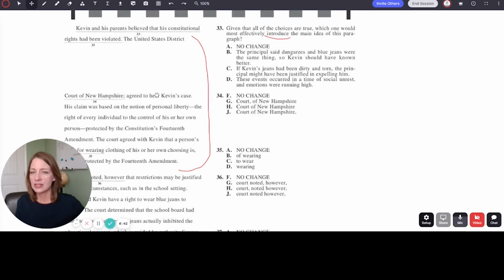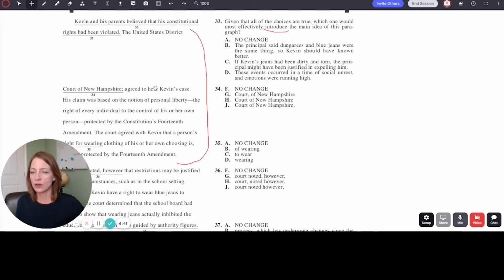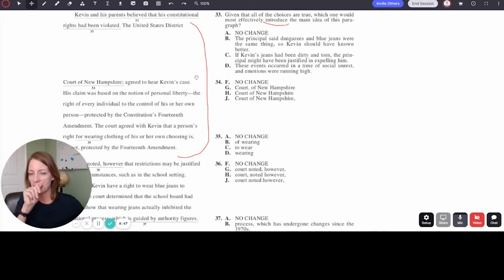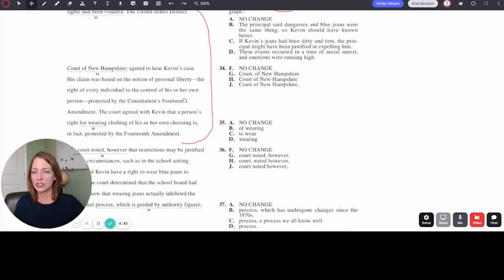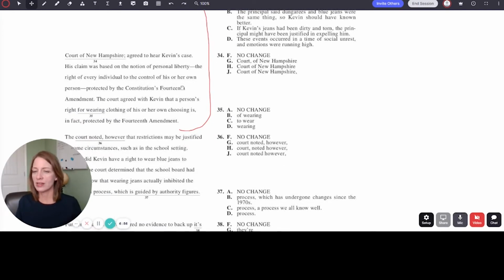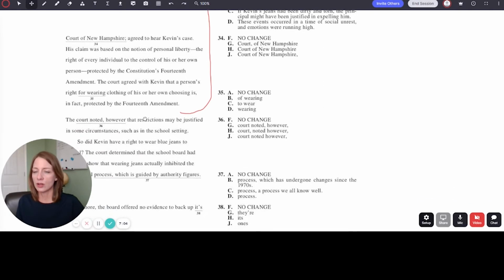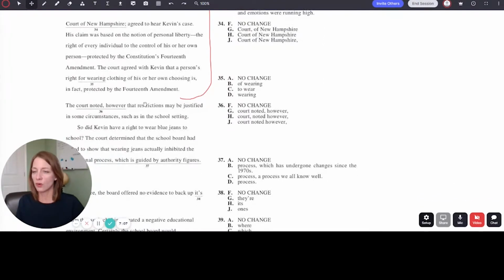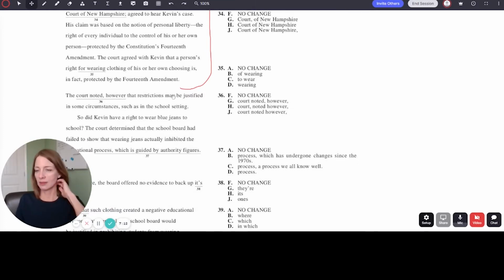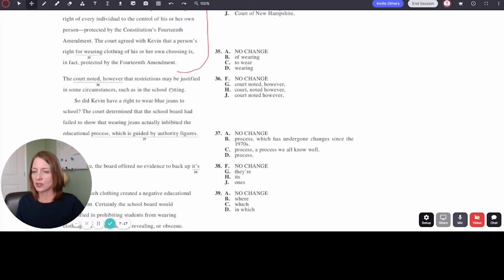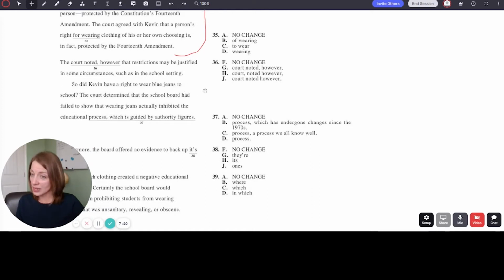Okay. The United States District Court of New Hampshire agreed to hear Kevin's case. So we're talking about the blue jeans. His claim was based on the notion of personal liberty, the right of every individual to control his or her own person, protected by the Constitution's 14th Amendment. The court agreed with Kevin that a person's right for wearing clothing of his own choosing is, in fact, protected by the 14th Amendment. The court noted, however, that restrictions may be justified in some circumstances, such as the school setting.